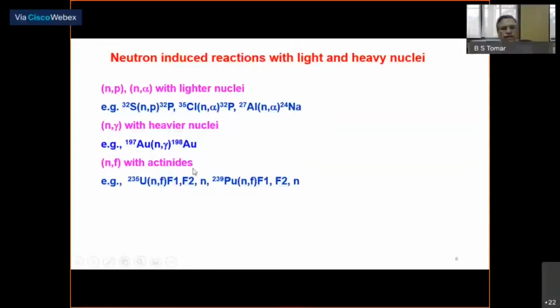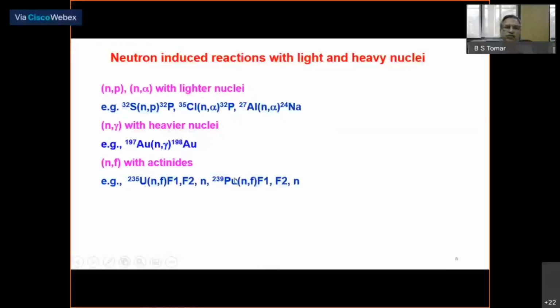Now, in the case of actinides, you will have the (n,gamma) reaction anyway, but in addition to the (n,gamma), you will also have neutron-induced fission reactions, which are common, like 235U (n,f) neutron-induced fission, wherein two fragments, F1 and F2, are produced, and you have 2 or 3 neutrons. For 239 plutonium also you will see neutron capture followed by fission, and then emission of 2 fragments and neutrons.